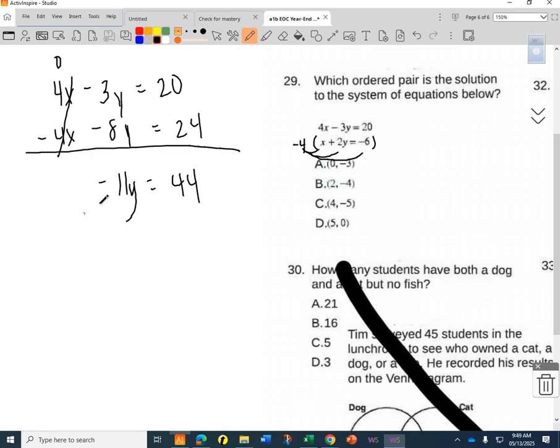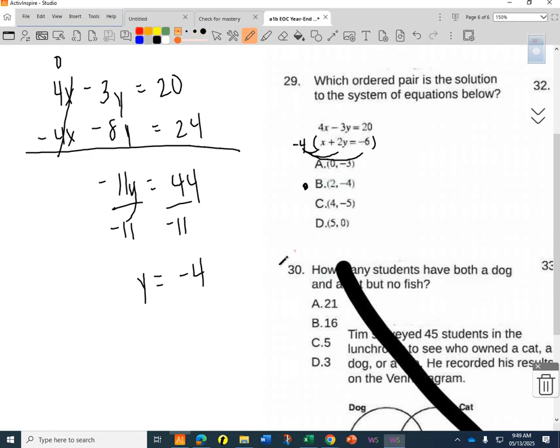Now we have a one-step equation of multiplying negative 11 by y. So we're going to undo that multiplication by dividing. And now we know that y is negative 4. There is only one ordered pair that has a y value of negative 4. So we already know that our answer is B. And you could stop there.